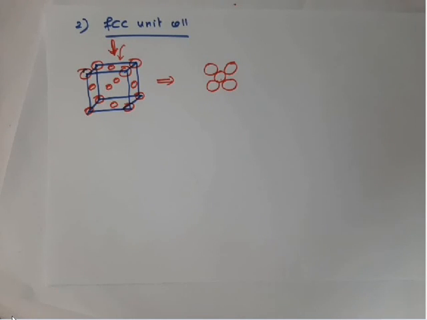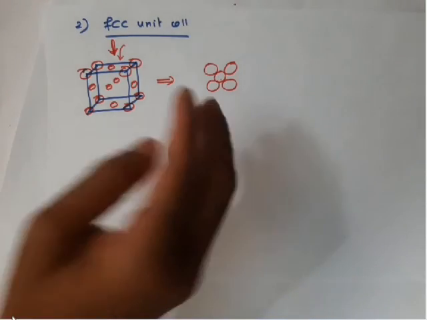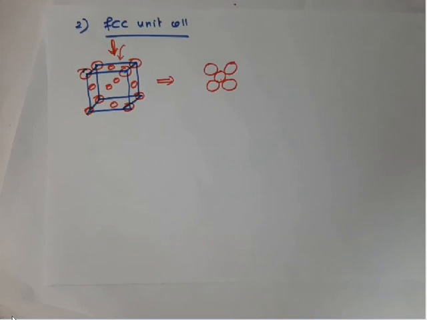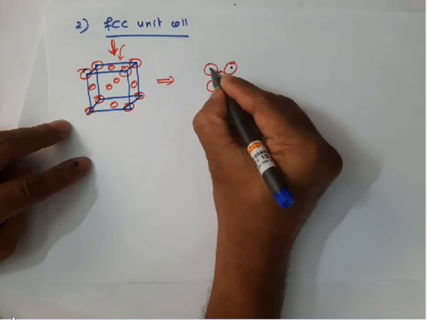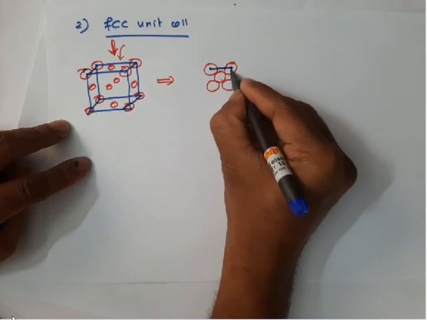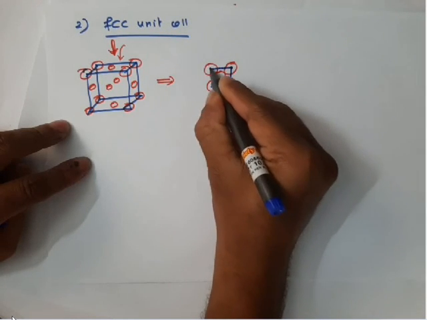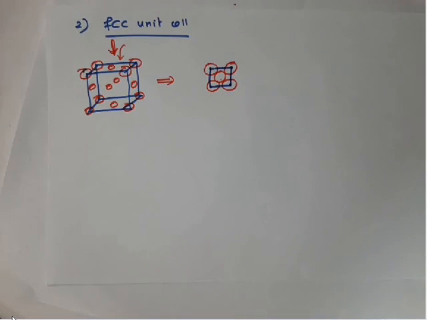Now the question is, do the corner atoms touch each other? See the appearance. No, corner atoms are not touching. All corner atoms are touching the surface of the center atom. Now here I'll take this center and this center, and join these two centers. Similarly join these two centers, and these two centers. So this is the top face. The top face will appear like a square.